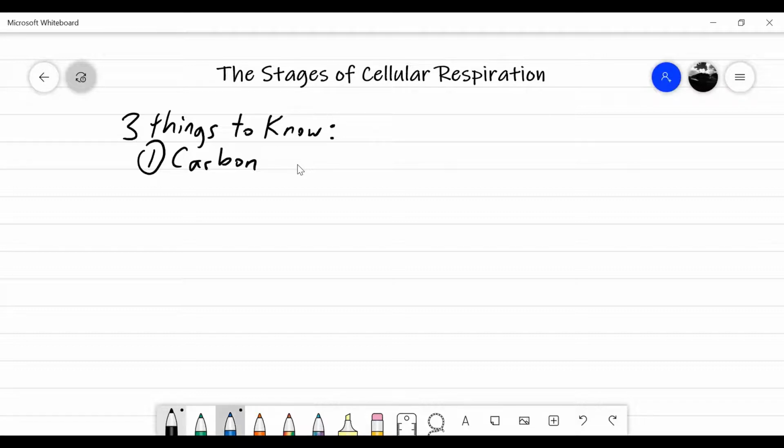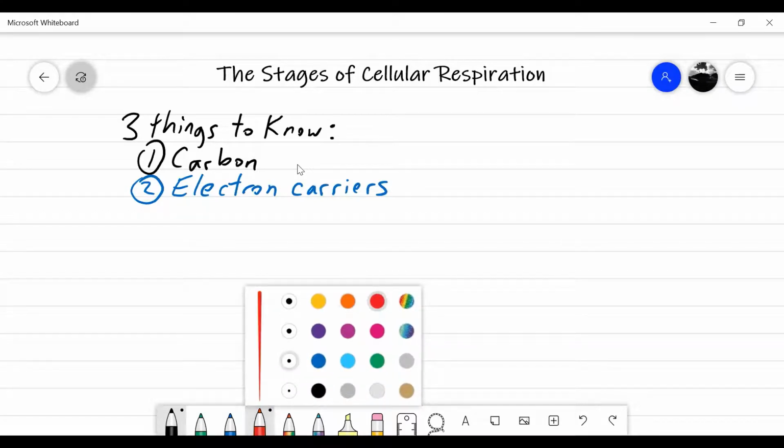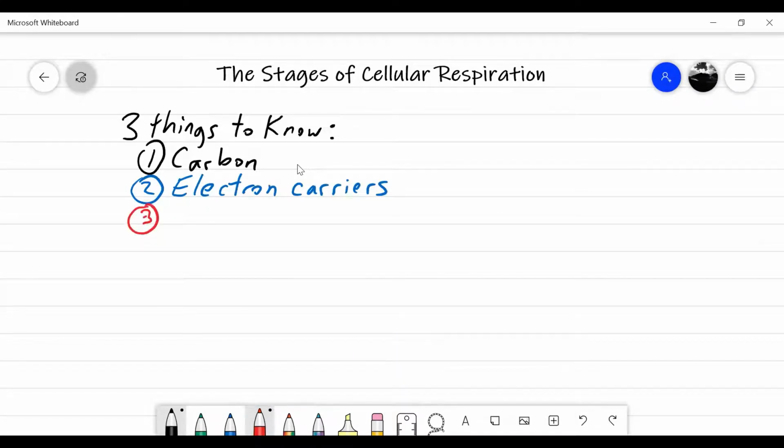I'm going to do these in different colors. Number 2 is going to be electron carriers. And 3, I usually like to do in red, so I'll find a red color. Number 3 is ATP. So let's talk about glycolysis first. I'm going to draw a very skeletal summary of glycolysis.